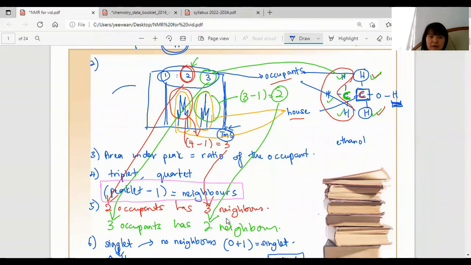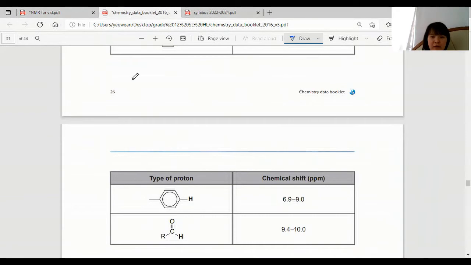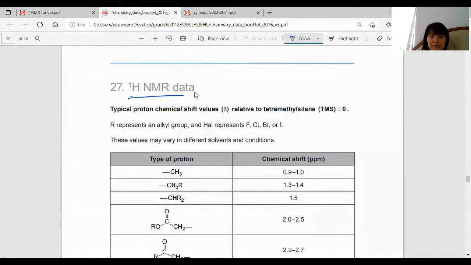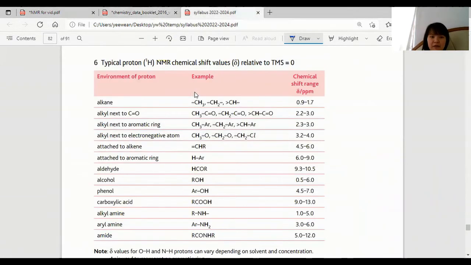Next, we're coming back to this picture here. What's on the x-axis? That is the chemical shift. The chemical shift is in ppm, parts per million. And you can get this reading. We will use it later, not just yet. You can get that reading from the data booklet. If you're doing the IBDP, it's here. And if you're doing A levels, it's also here.